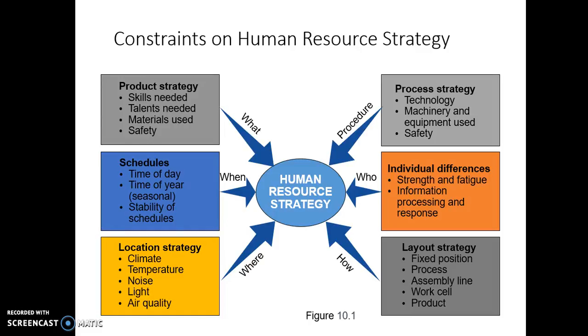Schedules, time of the day, time of the year, stability of schedules. Location strategy, the climate, temperature, noise, light, air quality. Process strategy, technology, machinery, and equipment used, and again with safety there as far as working with equipment. Individual differences, strength and fatigue. We need information processing and response times. Layout strategy, fixed position process, assembly line, work cell or product.